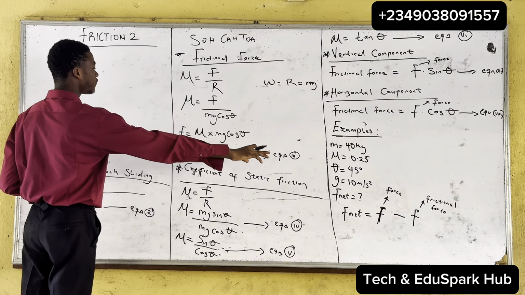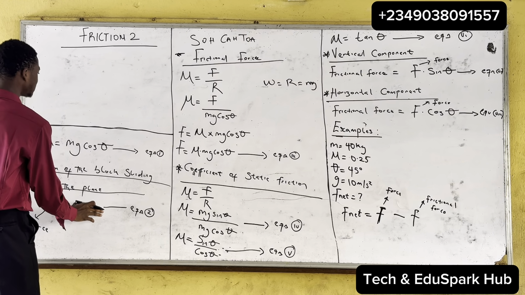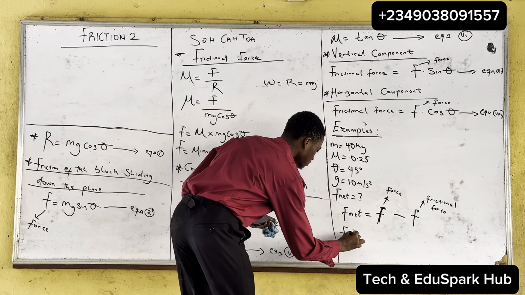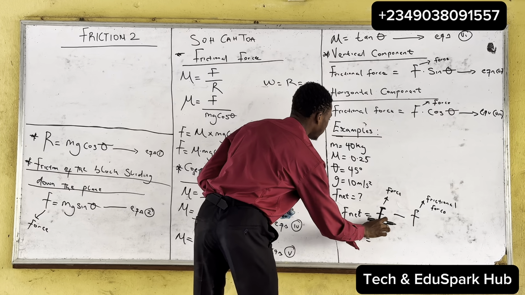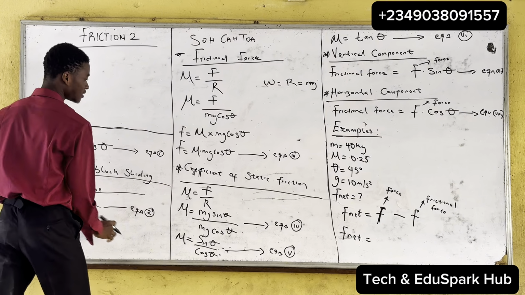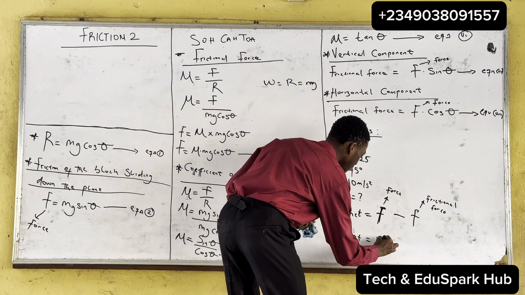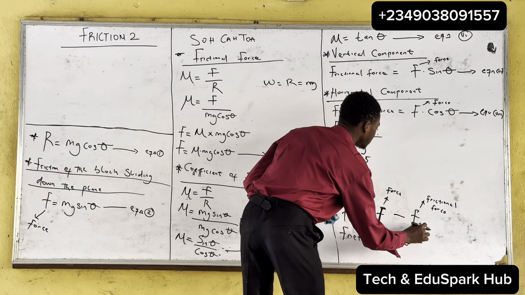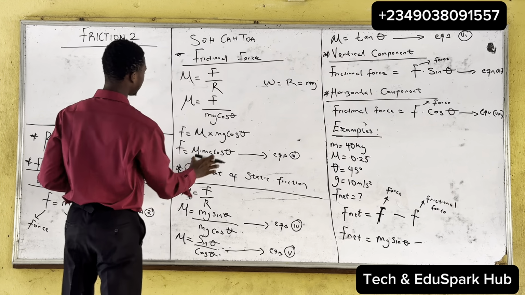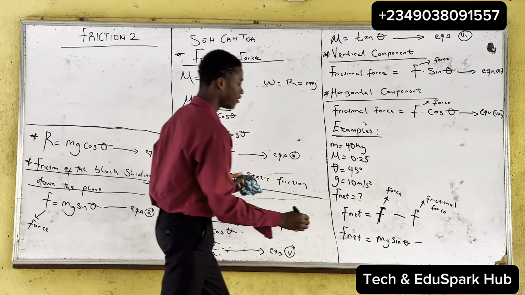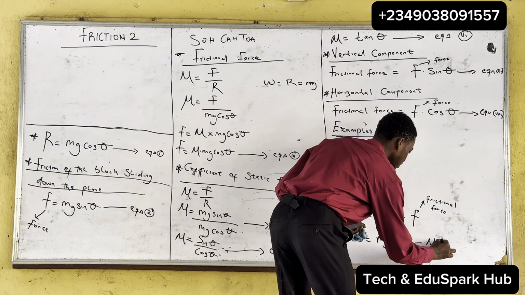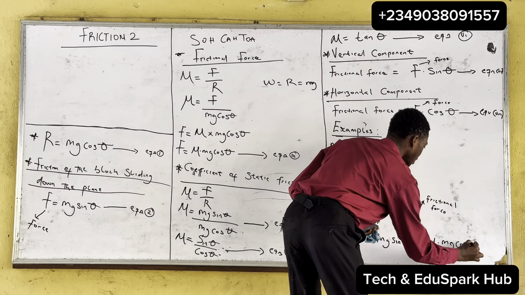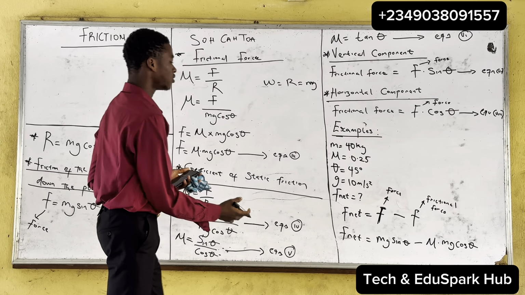So this way, the frictional force will be subtracted from the force to keep the object sliding down the inclined plane. So we know that our F net is equal to, what is our force to keep it sliding? Our force to keep it sliding is given as mg sine theta. So we have our mg sine theta minus, what is our frictional force? Remember, our frictional force is given as mu mg cos theta. And this is given as our formula for the net force.